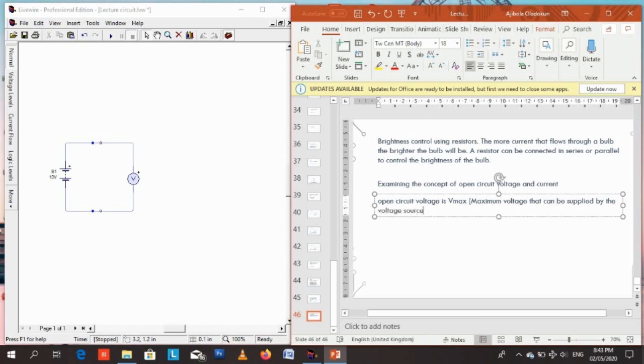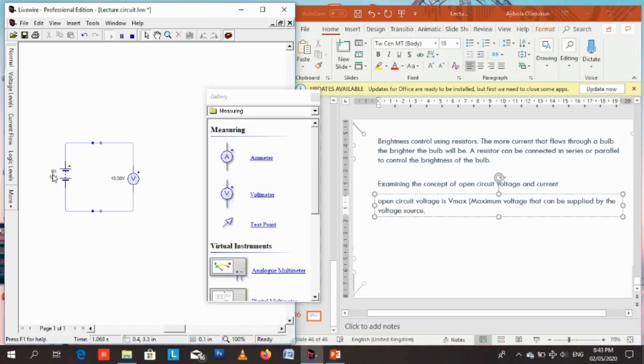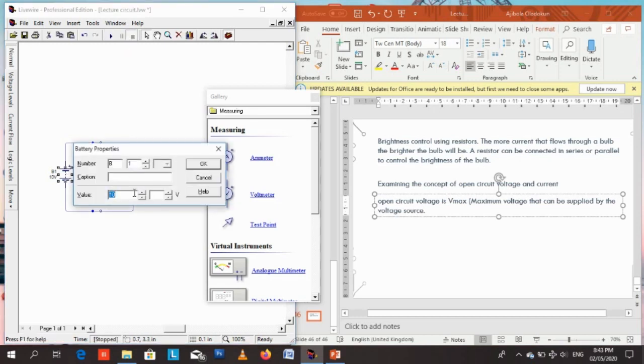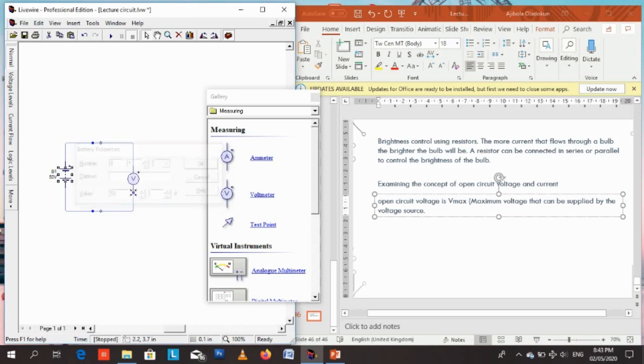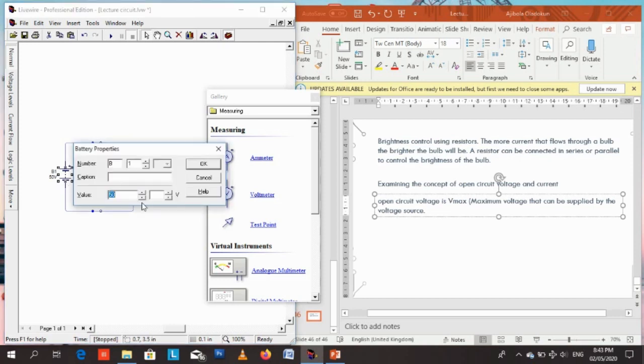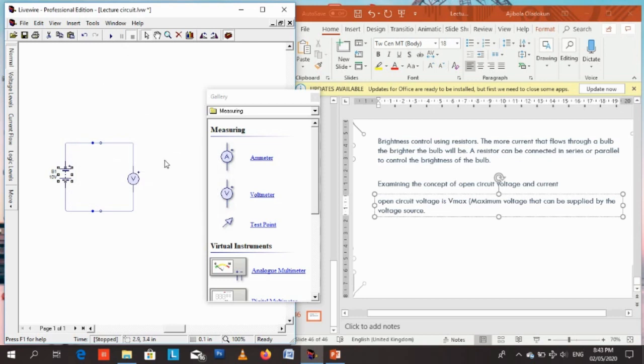So open circuit occurs when there is no direct connection between the positive and negative terminal of your battery, and if you measure the voltage at that point, it will be the maximum. If the voltage is 50 volts, you can see that the voltmeter is also reading 50 volts. If your battery is 1000 volts, your open circuit voltage is also 1000 volts. So open circuit voltage is the maximum voltage that can be supplied by the battery. Let's go for open circuit current.